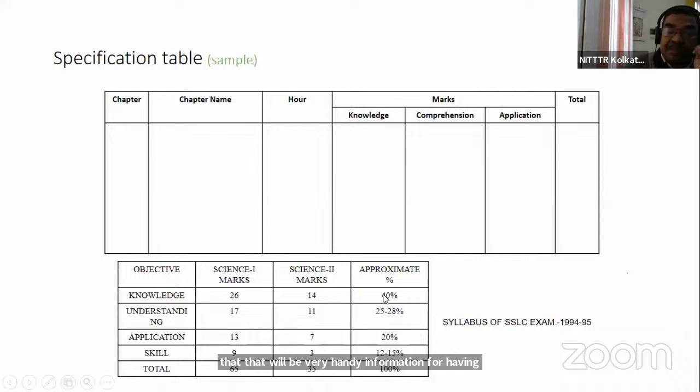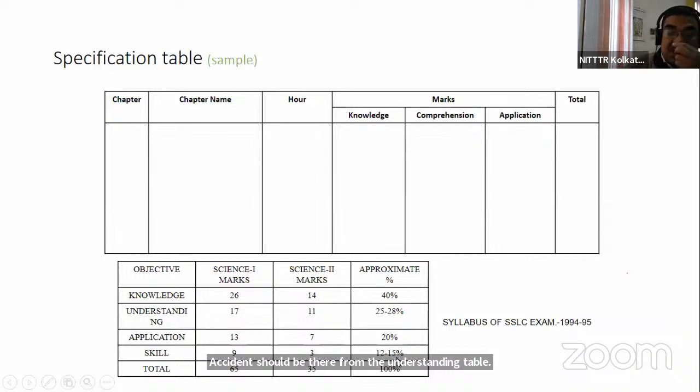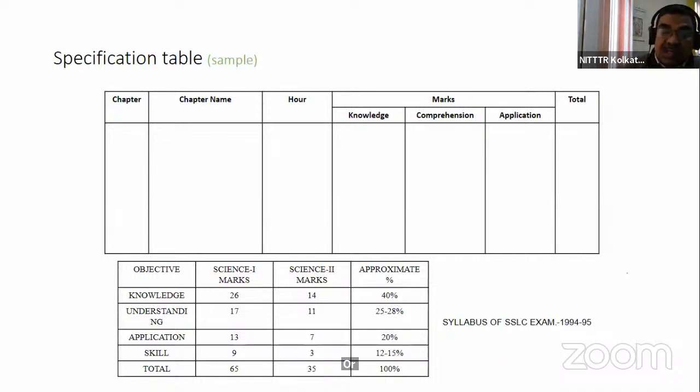For example, according to this particular table, it is expected that the maximum questions should be there from the understanding level. Fewer questions should be there from the skill level, and another maximum percentage of questions should be there at the knowledge level also.